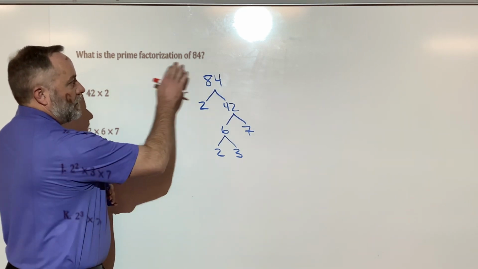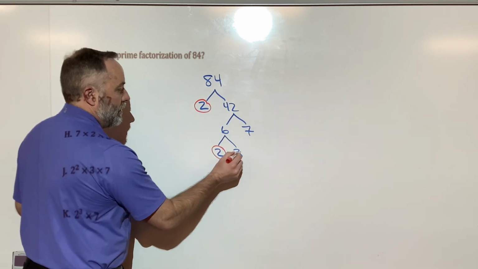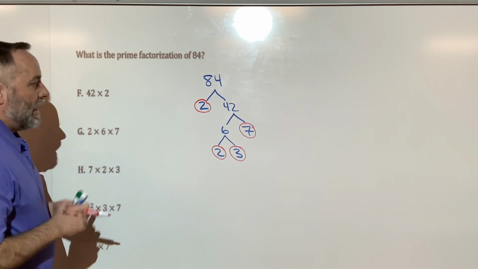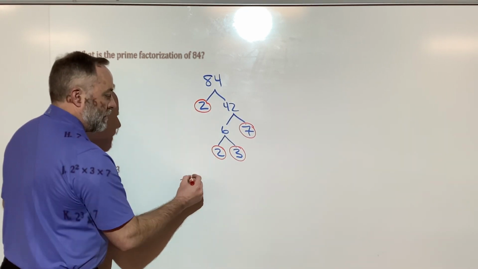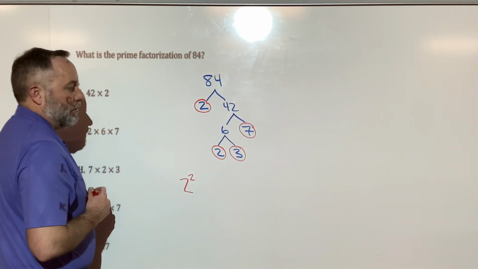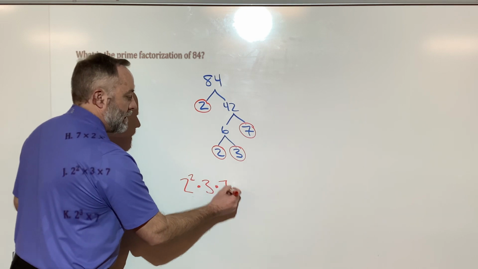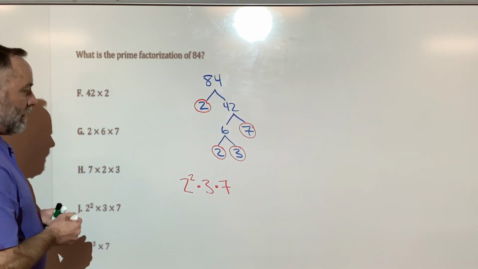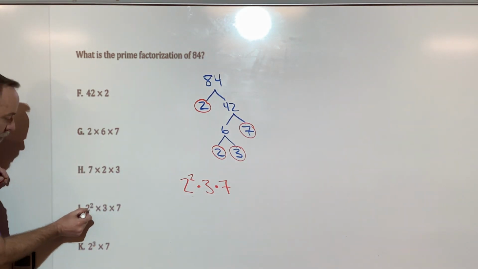So the prime factorization of 84 is this 2, that 2, that 3, and that 7. And the way that you would write that is you have 2 2's, so that's 2 to the power of 2, or 2 squared, times 3, times 7. Those are all the prime factors, and that answer can be found in choice J.